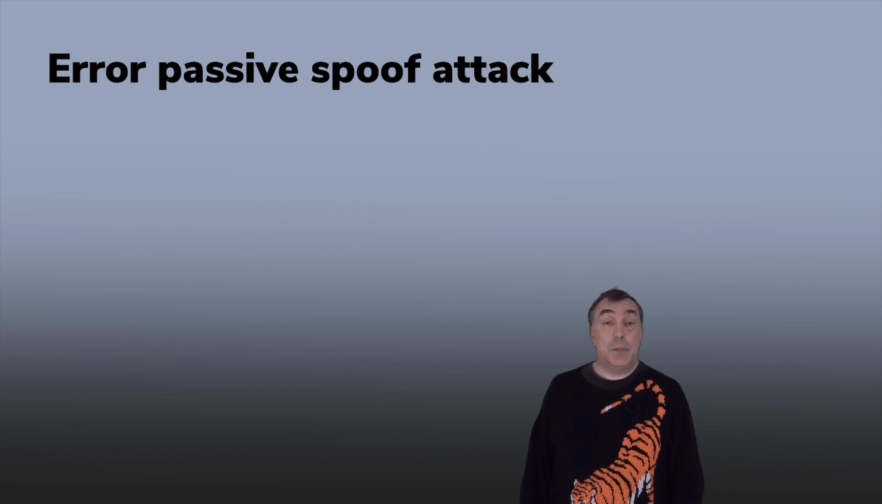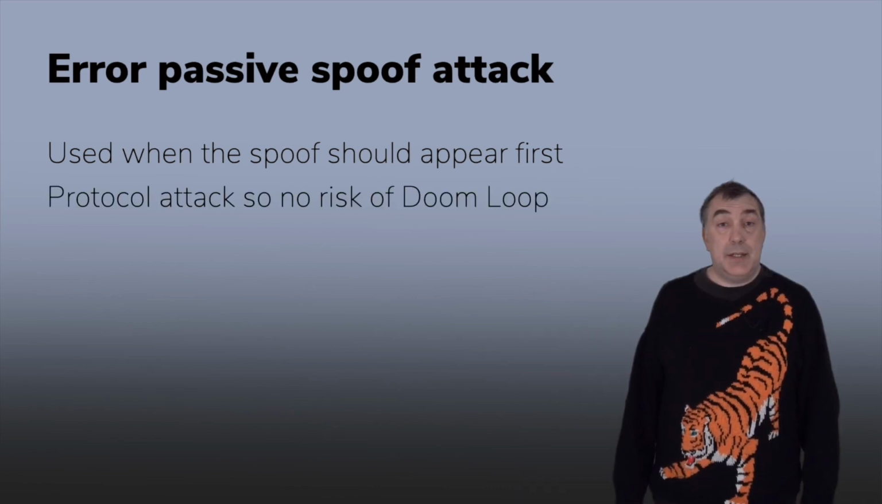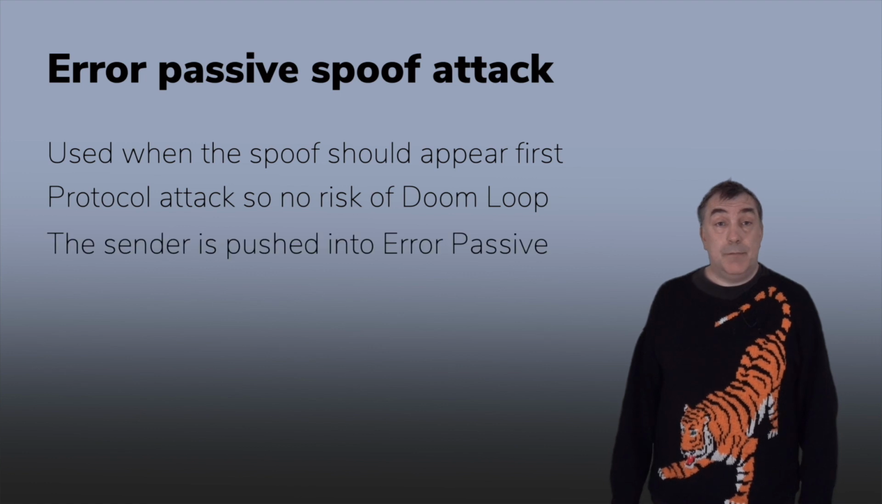We just saw how spoofing can go wrong with the doom loop. We can avoid this with the error passive spoof attack. The properties of error passive can be exploited to carry out a spoofing attack, where the spoof should appear first and appear with the same timing as the original frame. The attack is a protocol attack, so there is no risk of a doom loop. It works by pushing the sender of the real frame into error passive.